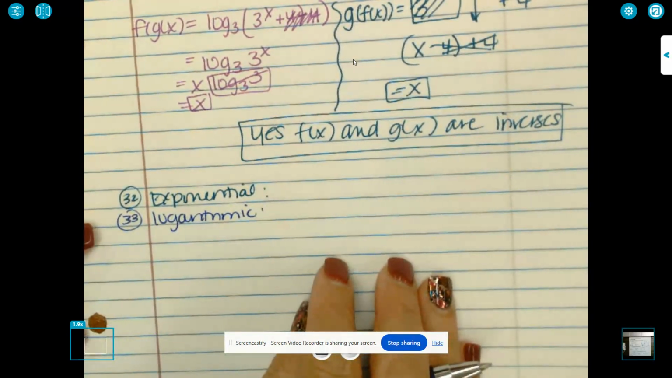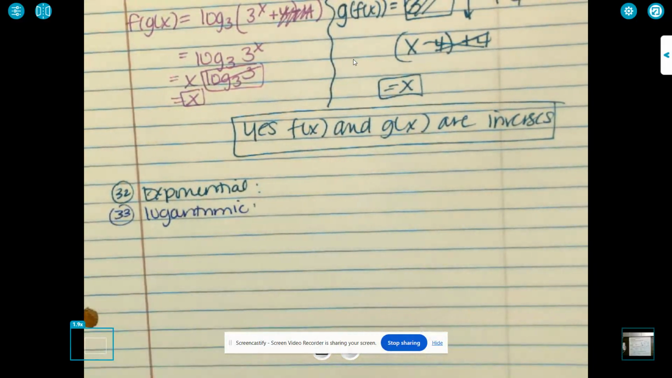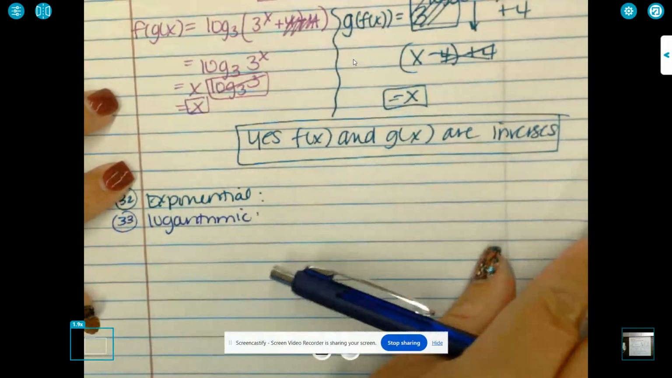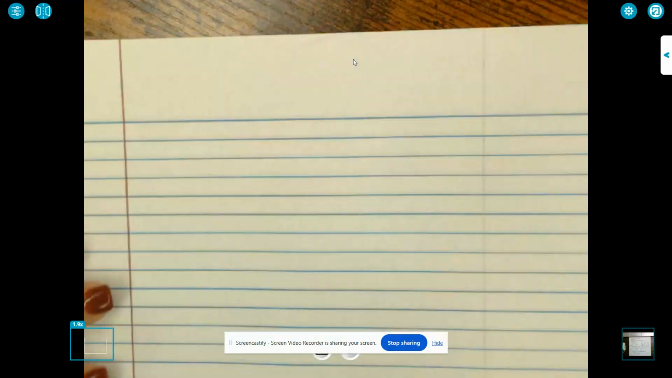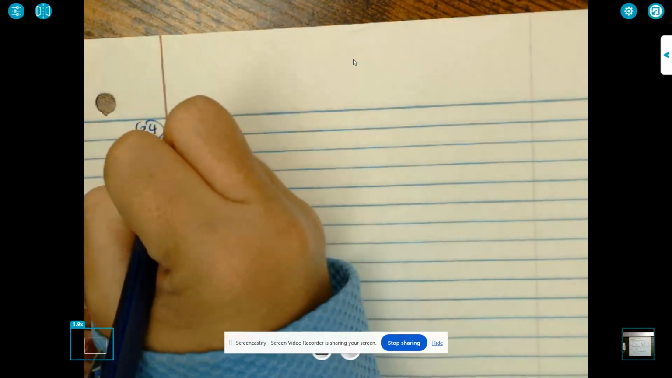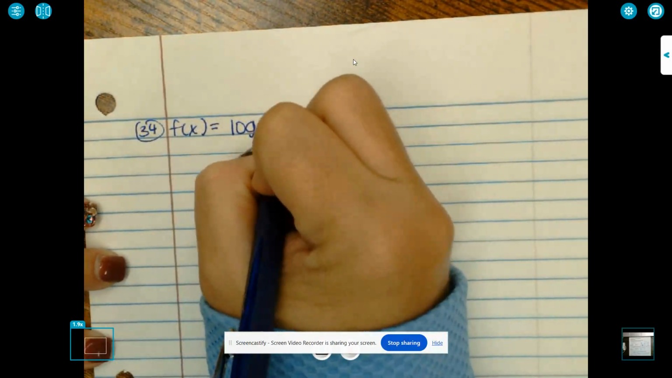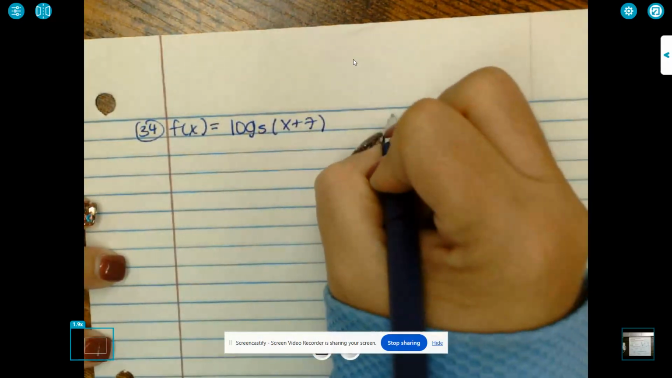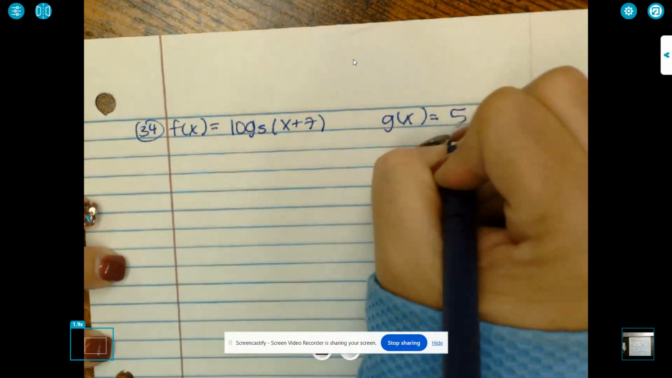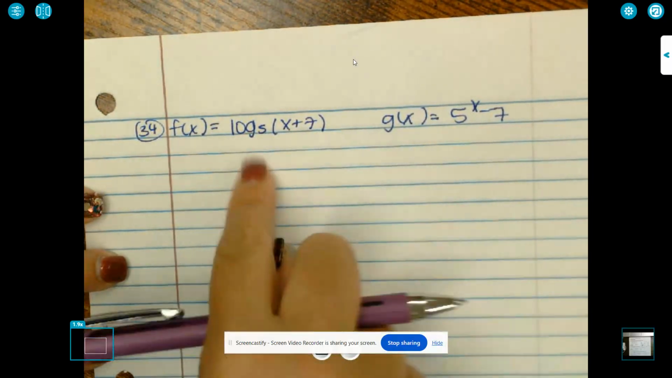All right, so number 34 is the last one, and it is a final inverse problem. Let me get to a new page because I never know how much room that's going to take. Final inverse problem for number 34. f of x equals log base 5 x plus 7, and then g of x is going to be 5 to the x minus 7. So g into f.